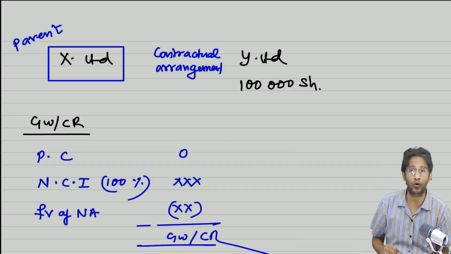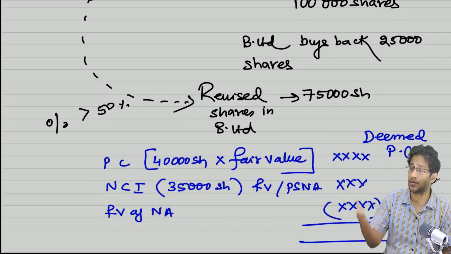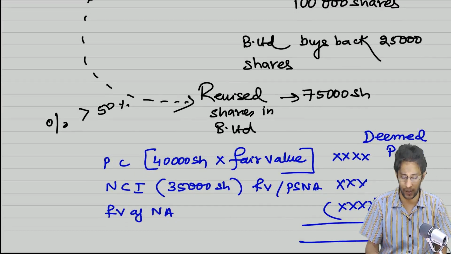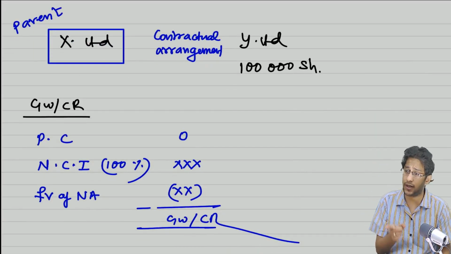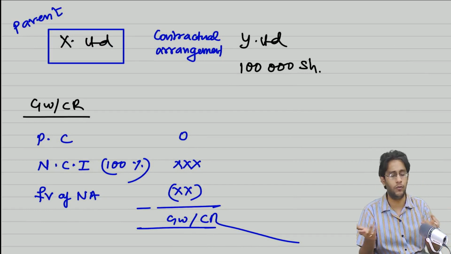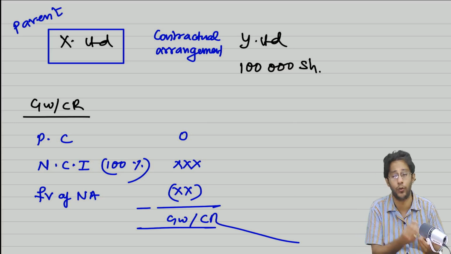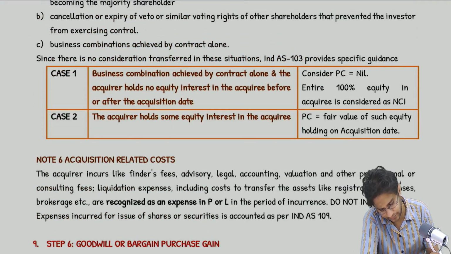So even though you do not pay PC, you may still acquire control. In that case, you take the fair value of existing shares. If you don't have shares at all, no problem. PC will be 0. The entire shares of the subsidiary company will be included in NCI, and then we compute goodwill or capital reserve and go ahead with the consolidation process. So these are special cases.